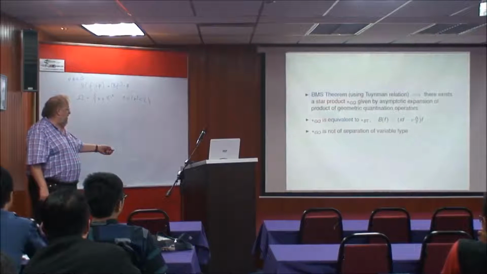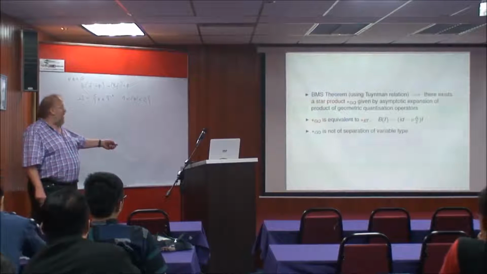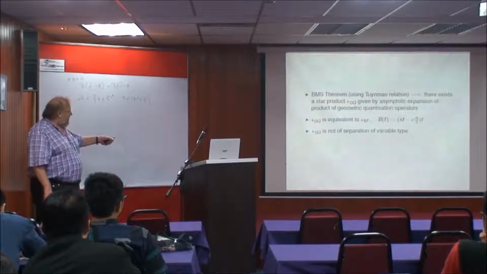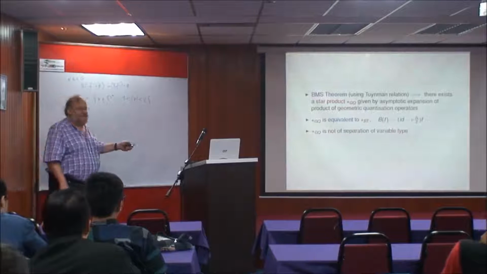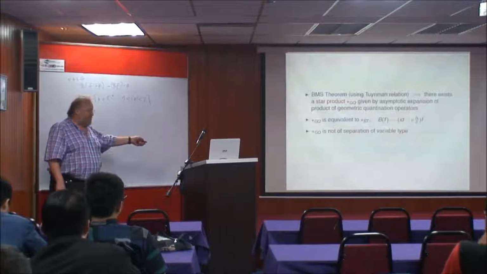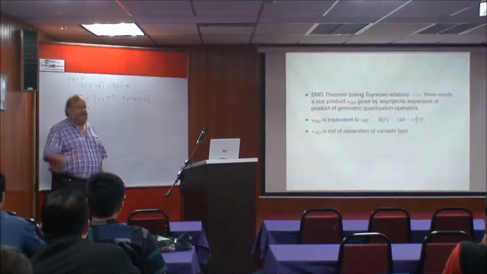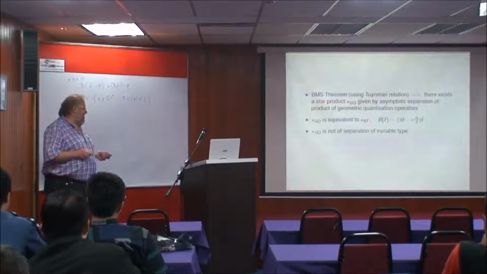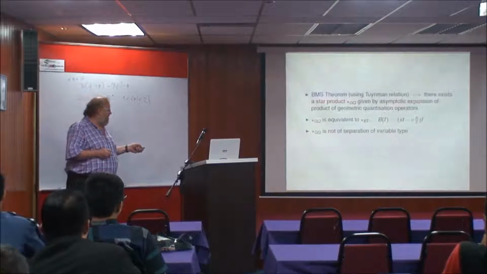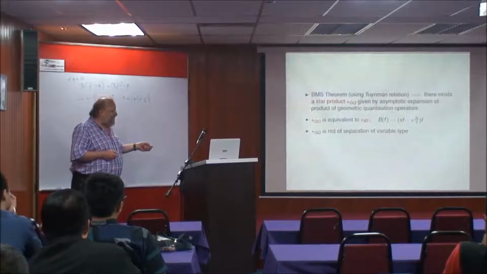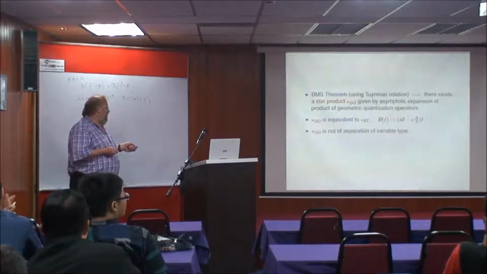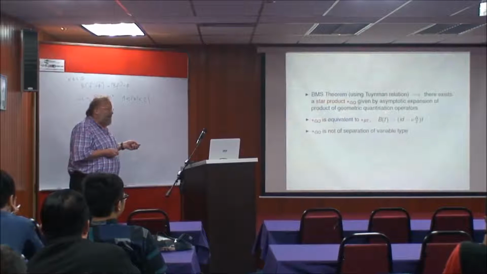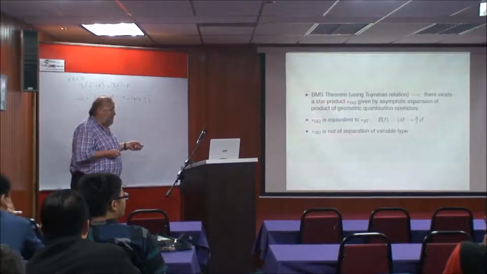this star product is even equivalent to this BT, and this is maybe not so good here because B was always used for the Berezin transform. This is not the Berezin transform, okay? Sorry, this is not a Berezin transform. This is just a formal map from C infinity to C infinity. It's like the Berezin transform also a formal map, but this is the one which relates the geometric quantization with the Toeplitz quantization.